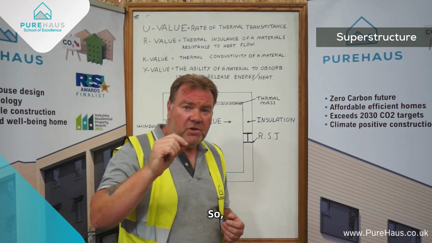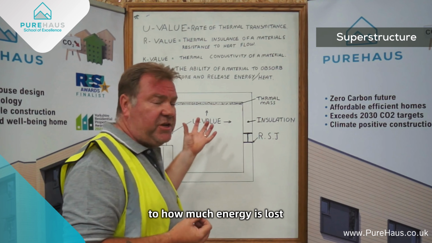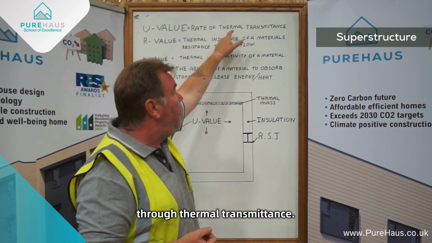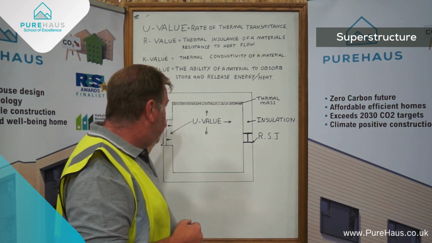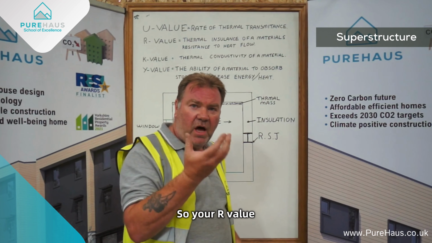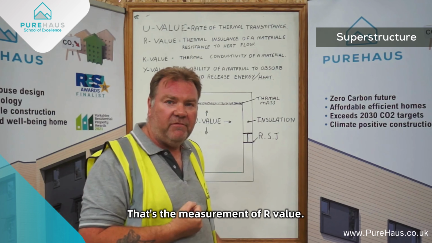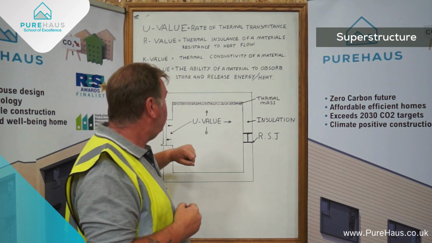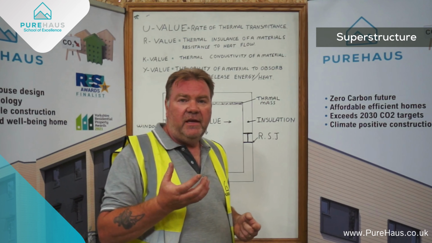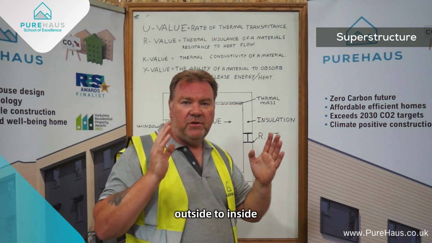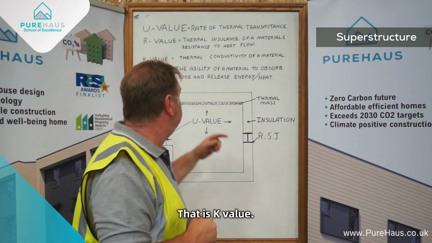So, in brief, U value. Your area is measured in U value, to how much energy is lost over a given amount of time through thermal transmittance. R value. Your R value is your insulation or your materials to retain that heat. So your R value is your resistance, what's going to try and hold that heat, that energy, in. That's the measurement of R value. K value. Thermal conductivity. Steel, RSJs. Anything and everything that has two surfaces, from outside to inside, and is trying to transfer temperature through it, that is K value.